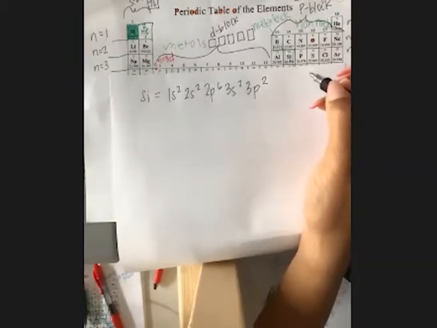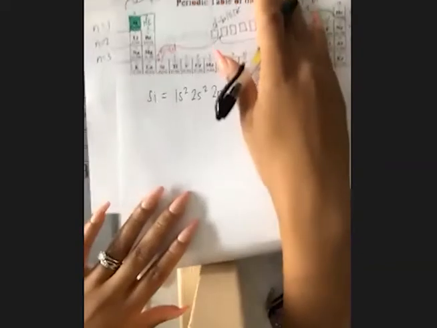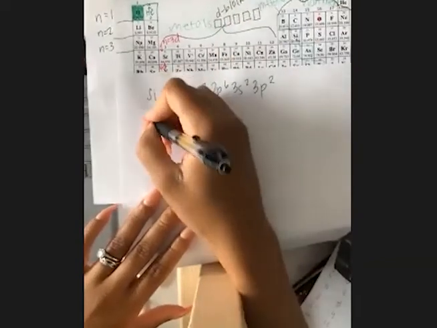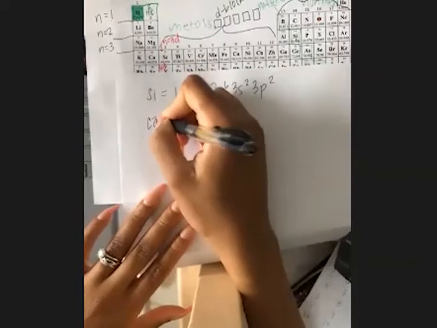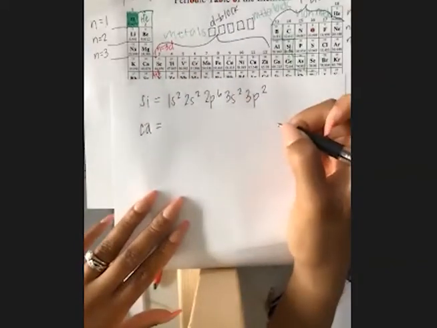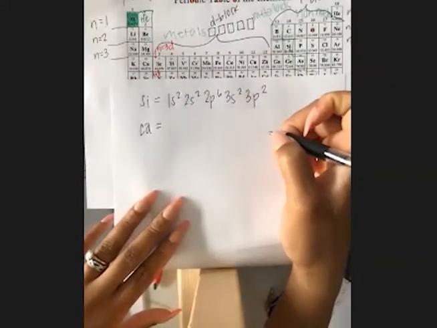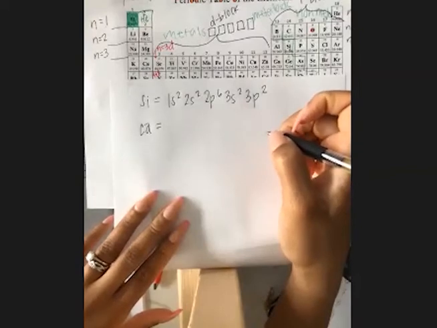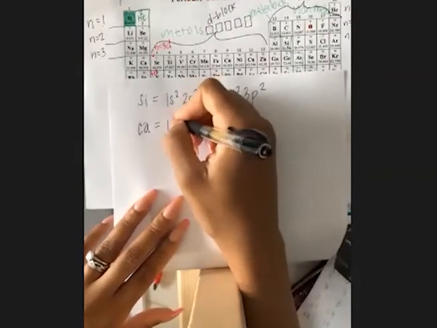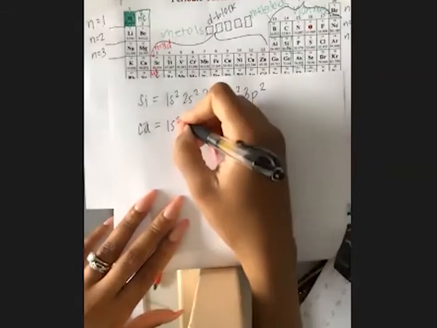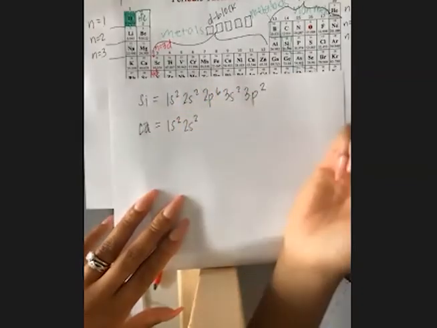Okay, so let's see if we can just randomly do one. Let's say, for instance, I wanted to do calcium. Let's see if we can do calcium together. So what do you guys think calcium would start off with? 1s2, 2s2.